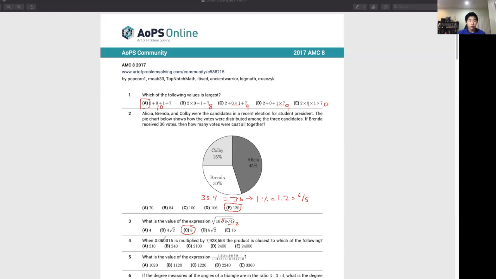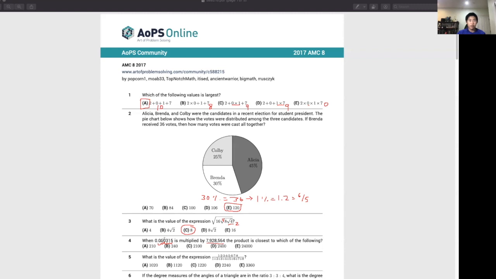So let's first figure out what 0.000315 is close to. What we'll find is that it is close to 300 millionths if we move this decimal point 6 times. That would be equivalent to multiplying it by 1,000,000. So we have 300 over 1,000,000. And next we have this number. Because it's 7,928,000 something, that's really close to 8 million. So we can just treat this as 8 million.